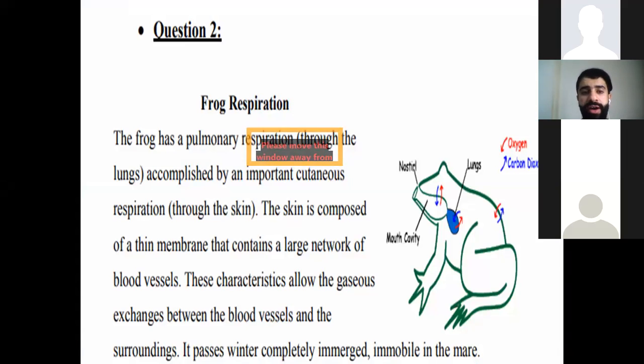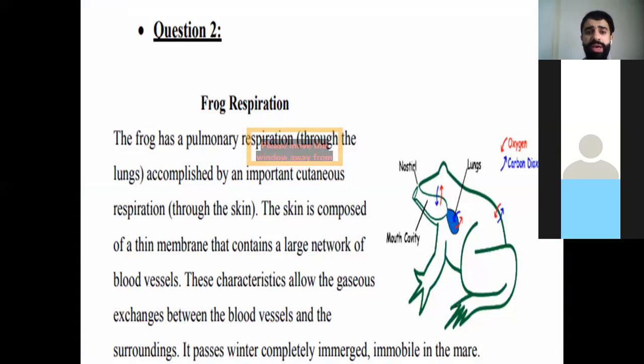Next question, figure question number 2. This is about frog respiration. The frog has pulmonary respiration. Remember when we talked about pulmonary respiration, those that live on land, like mammals and the frogs living on land, they breathe through the lungs. So they have pulmonary respiration, also accomplished by important cutaneous respiration throughout the skin. Here we have a special characteristic.